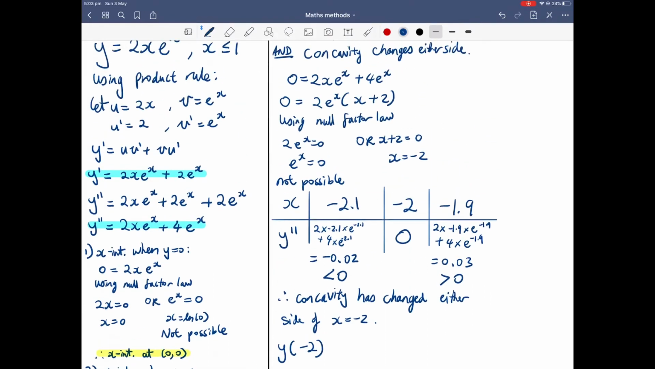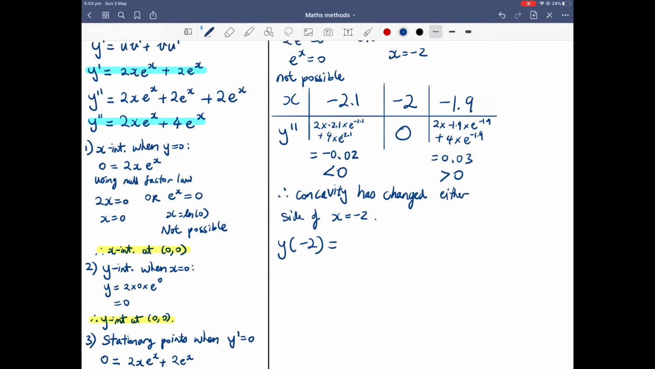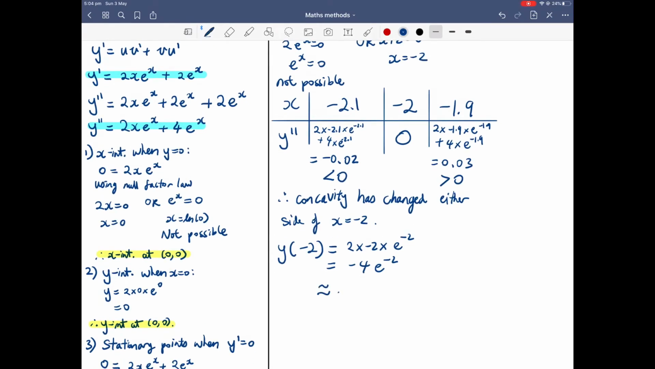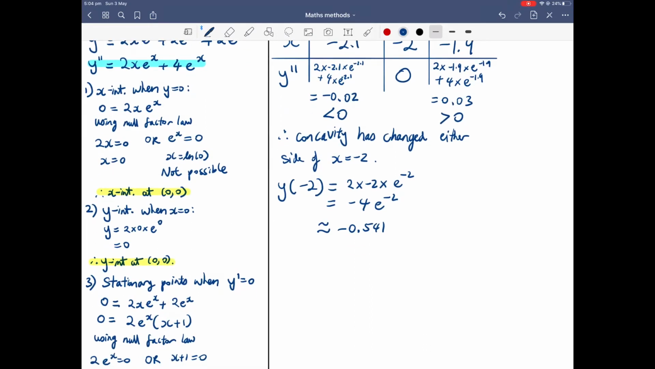So we need the y value when x is -2. So that's the original y function. So it's 2 times -2 lots of e to the -2. So that's -4e to the -2, which is approximately -0.541, just for sketching purposes. So therefore, -2, -4e to the -2 is a point of inflection. And we know that it's a point of inflection that goes from a concave down to a concave up, like that. So we've got that point there, -2, and the corresponding y value.